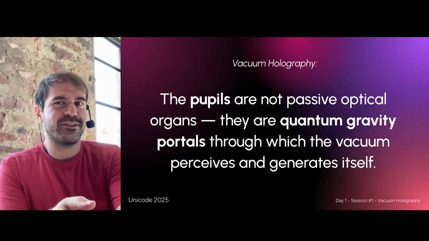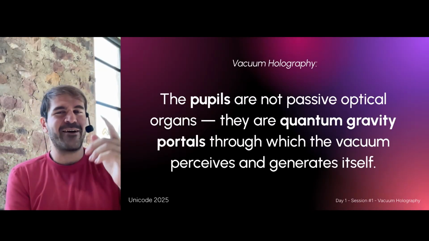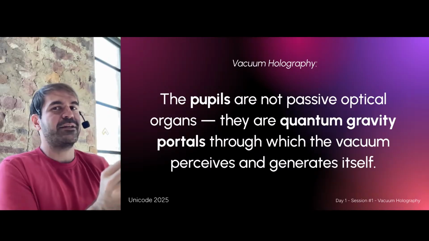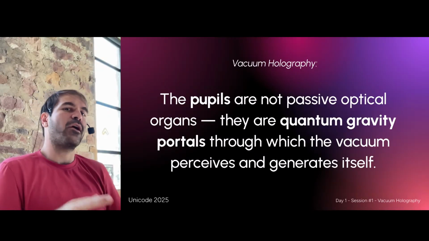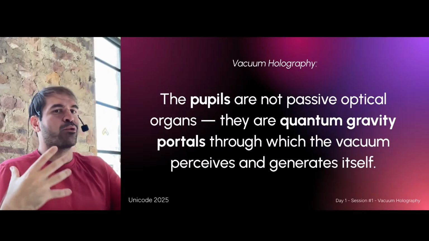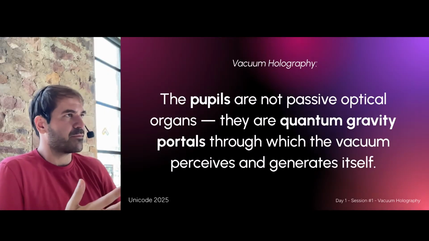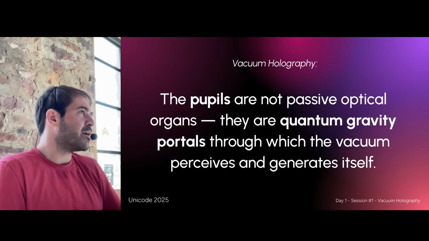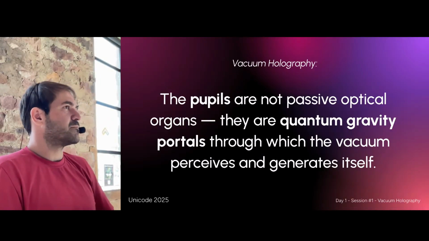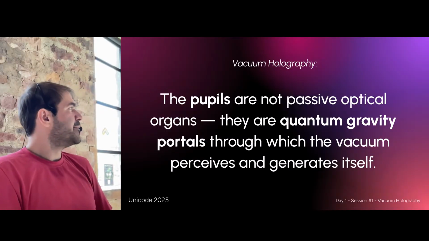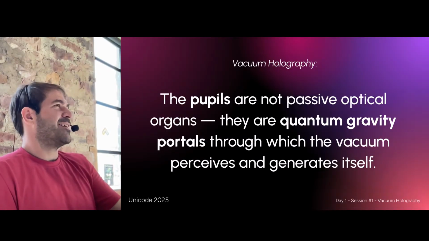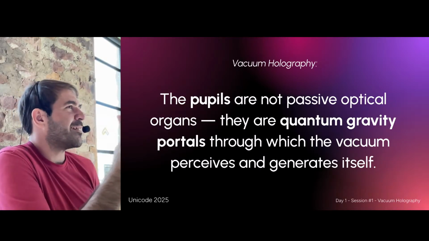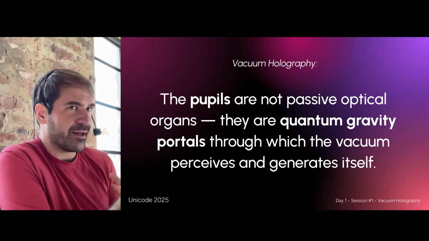And I think this next slide is coming up soon, the one that I mentioned about having children. So the pupils are not passive optical organs. They are quantum gravity portals through which the vacuum perceives and generates itself. Because the trope has forever been that the pupil is just a light bucket. That's all it is. It's not just a light bucket. It's receiving the rendering, but it is also consciously warping and generating what it is experiencing in that moment.